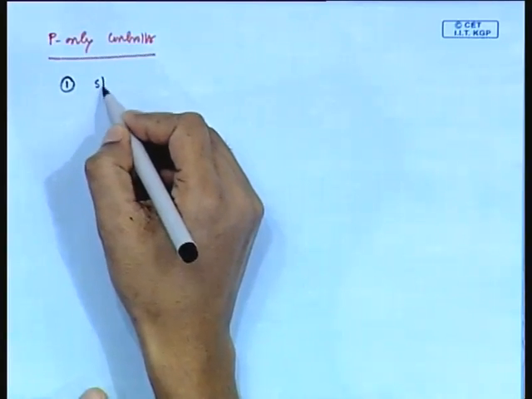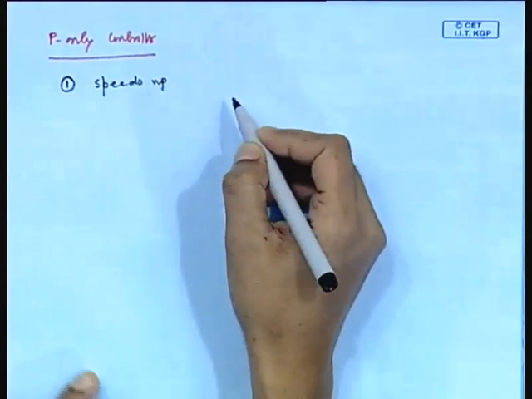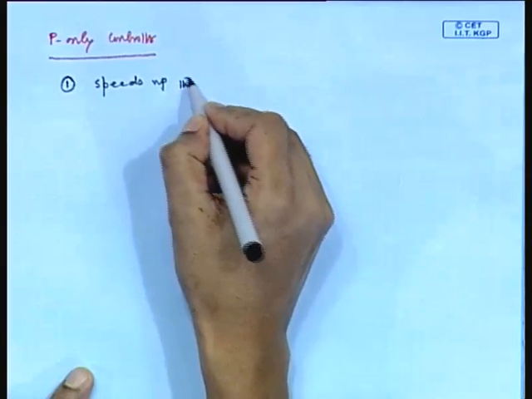The first conclusion on the P only controller is that it speeds up the response of the closed loop process.